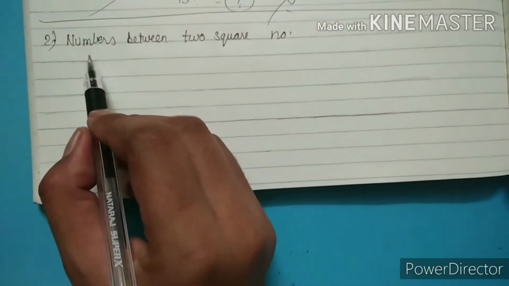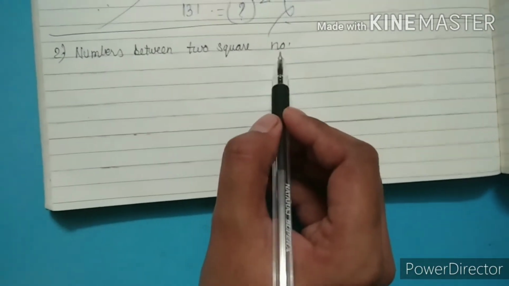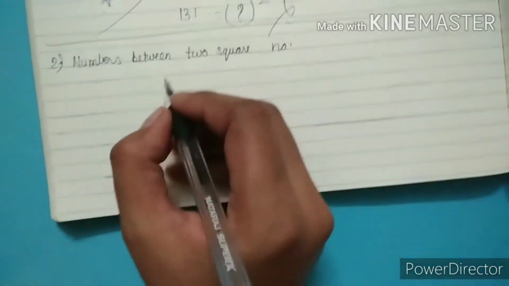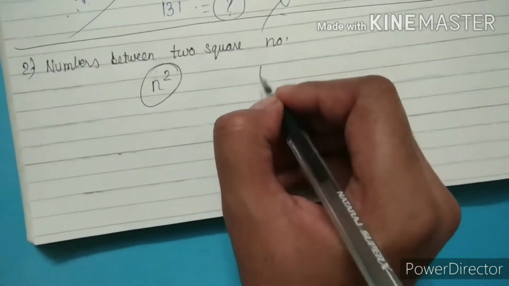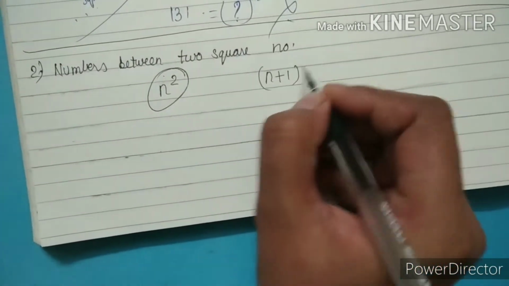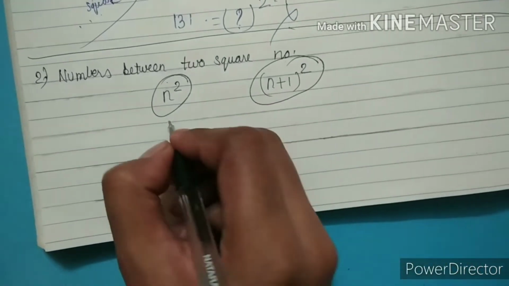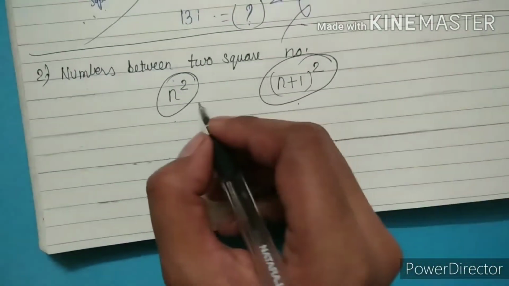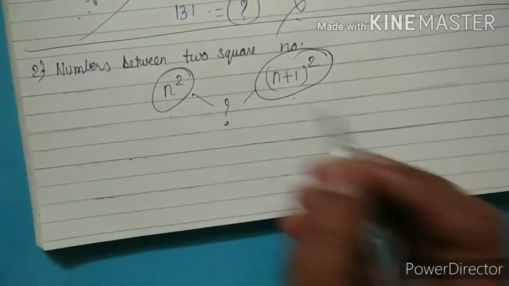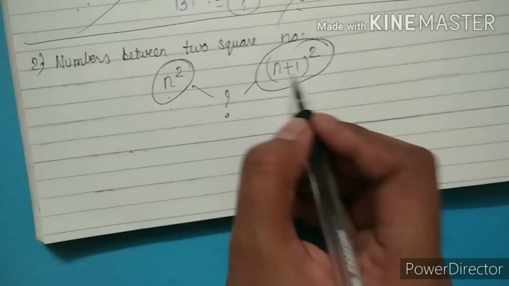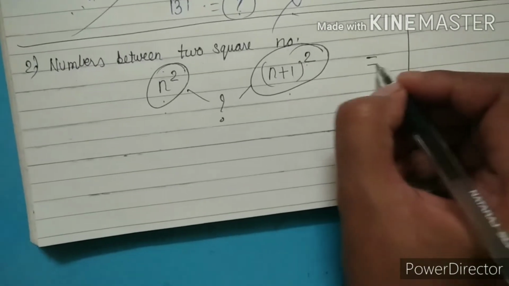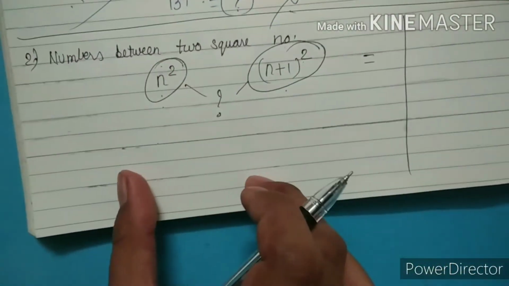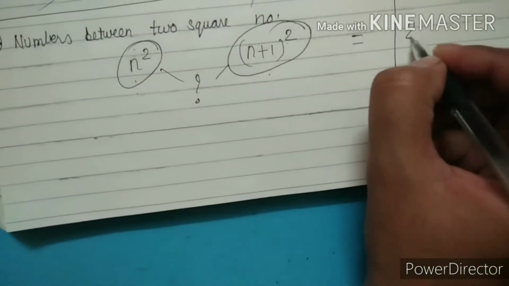The second property is numbers between two square numbers. So when I am taking the first number as n square and the second number as n plus 1 square, this is first and this is second. We have to find how many numbers are in between n square and n plus 1 square. Okay, it can be done directly. Firstly we will see the full method and secondly we will see the direct method.